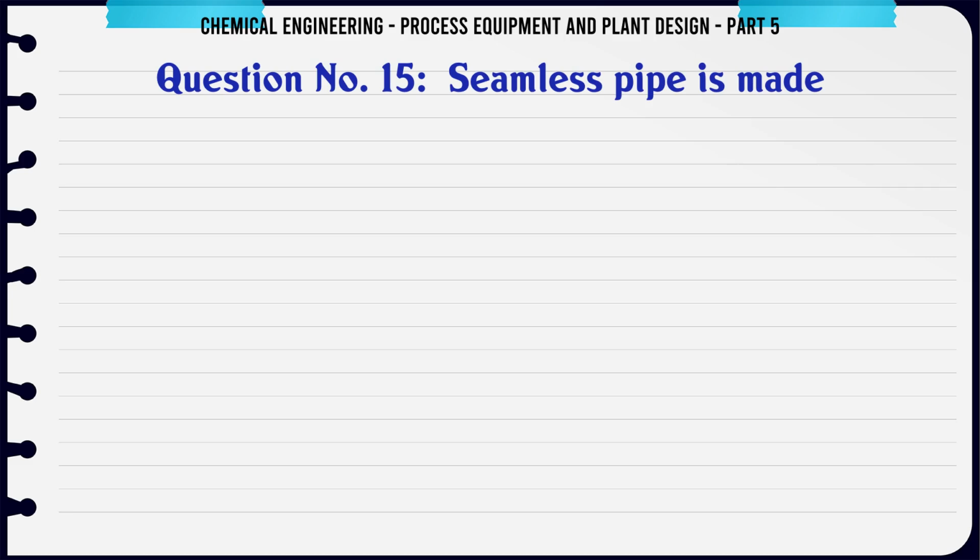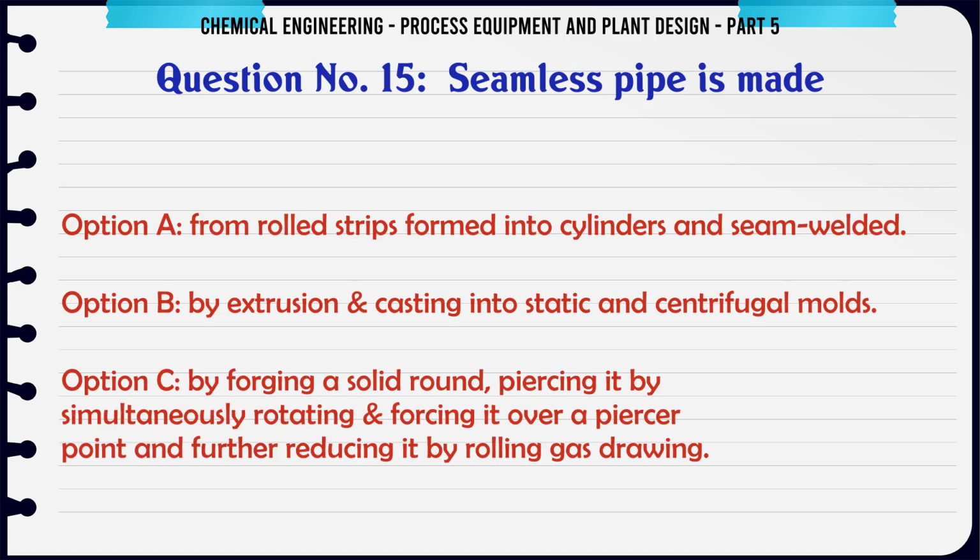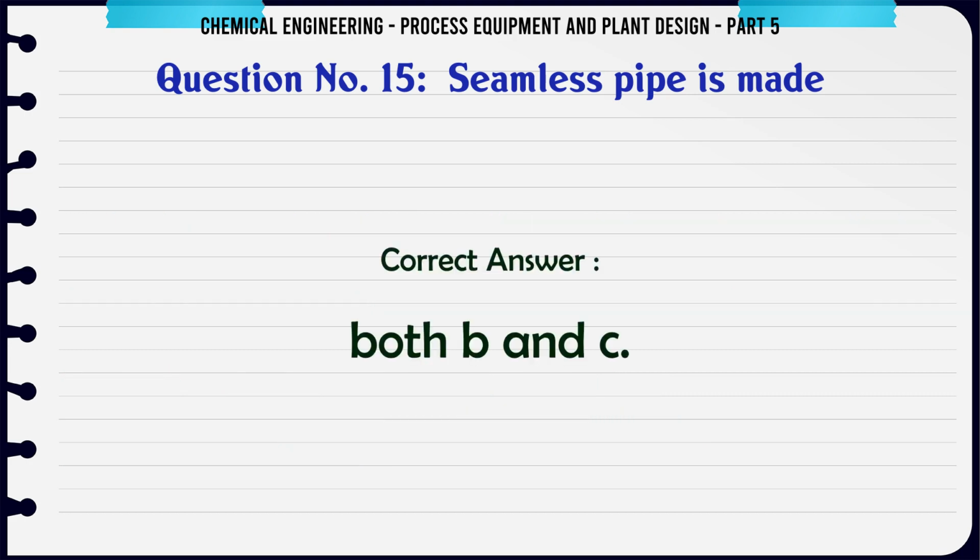Seamless pipe is made A. from rolled strips formed into cylinders and seam welded. B. By extrusion casting into static and centrifugal molds. C. By forging a solid round, piercing it by simultaneously rotating, forcing it over a piercer point and further reducing it by rolling or drawing. D. Both B and C. The correct answer is both B and C.